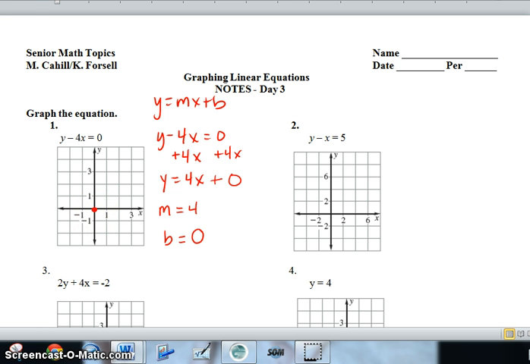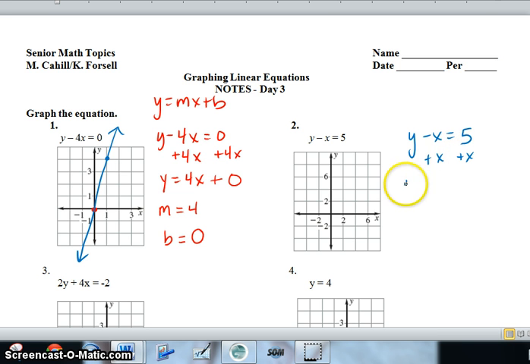Now since our slope is 4, or 4 over 1, we count up 4, 1, 2, 3, 4, and to the right 1. And if we connect these 2 points, we get our line, which represents the equation y minus 4x equals 0.